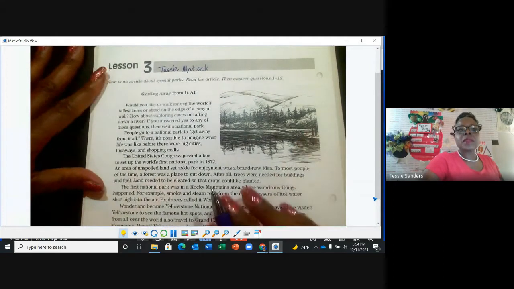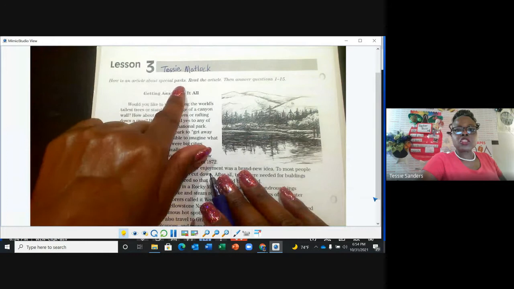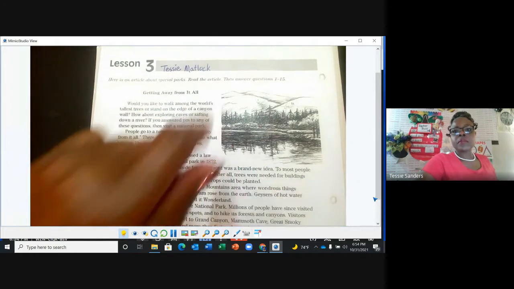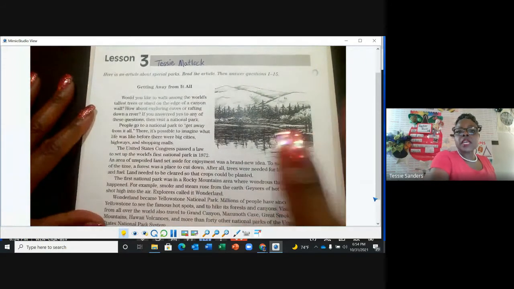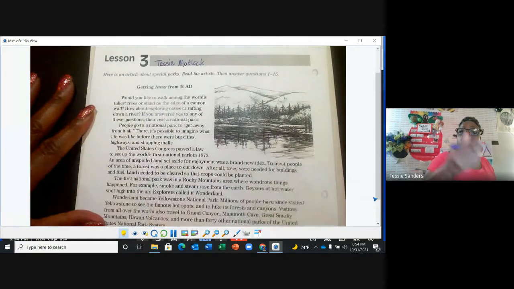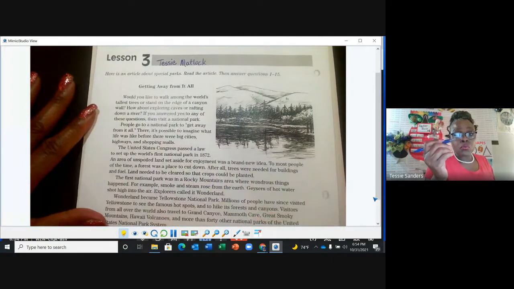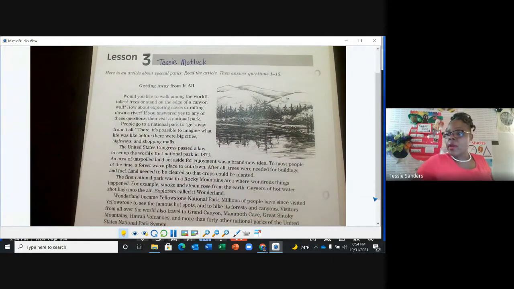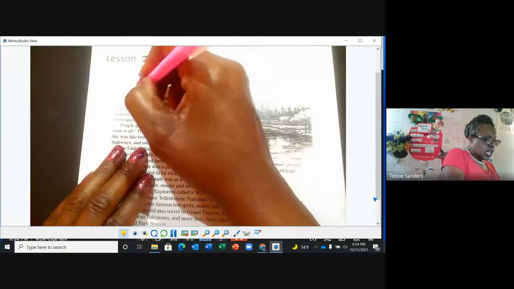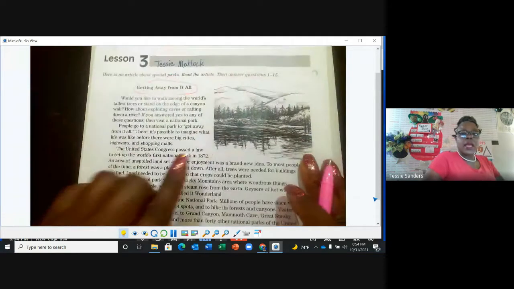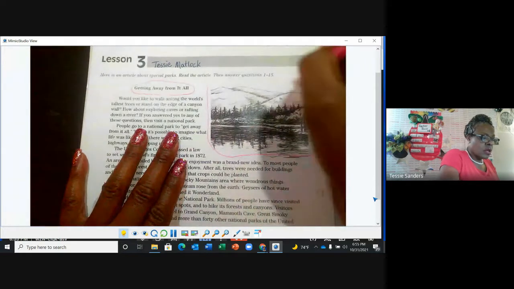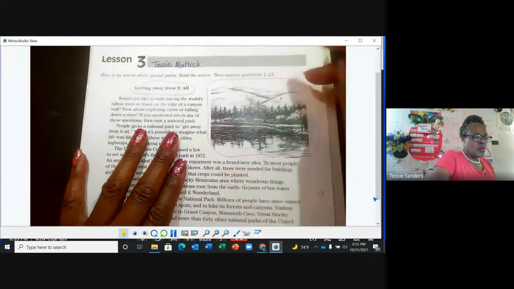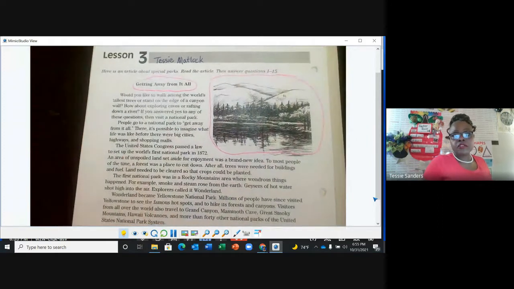Good. Here is an article about special parks. Read the article, then answer questions 1 through 15. Let's look at our text features. Take your pencil or your writing utensil, whatever it is. Go ahead and circle your text feature. Here's your title, Getting Away from It All. And here is a picture. So you can put a circle, box, highlight, ring around the picture.